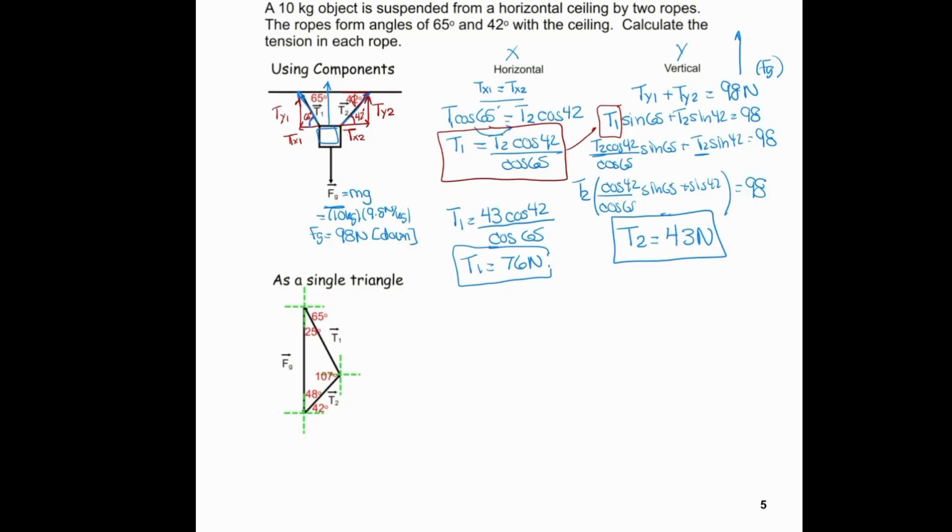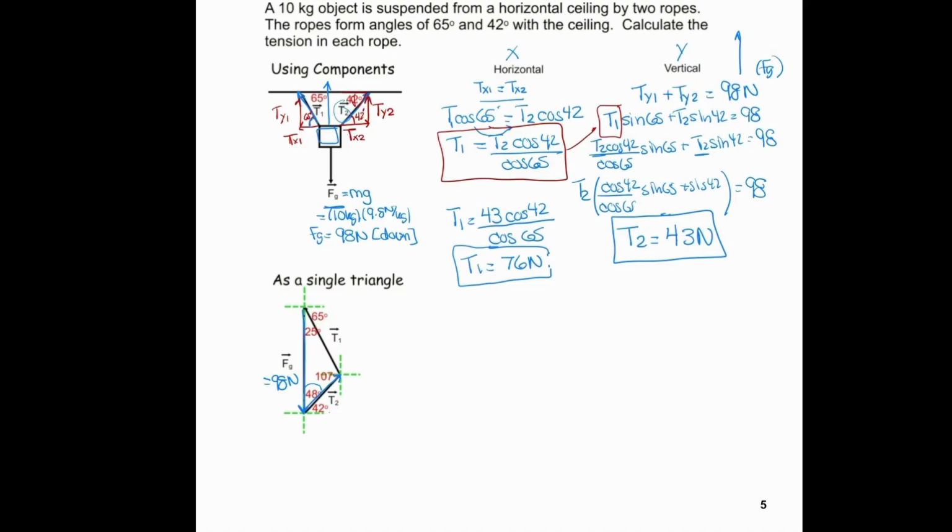Now let's take a look at how we could tackle this if we made this just a single triangle tip to tail. So I have my force of gravity acting straight down. Here's that right there. We already calculated that at 98 newtons straight down. Now I'm going to redraw my rope 2 first. Here it is, and we know that it's at an angle of 42 degrees, which means this interior angle will be 48 degrees.